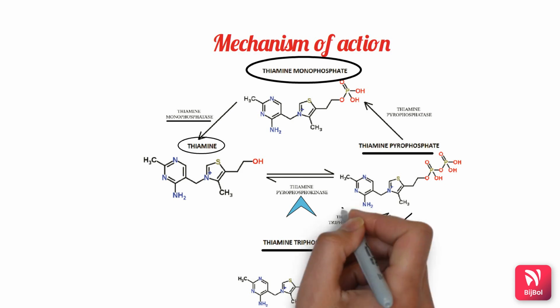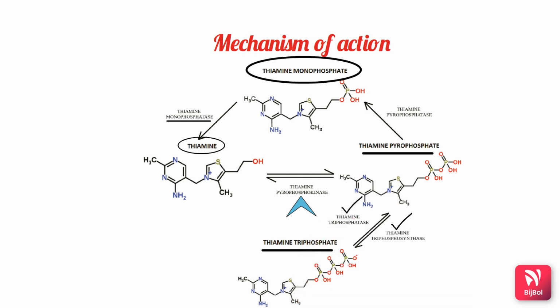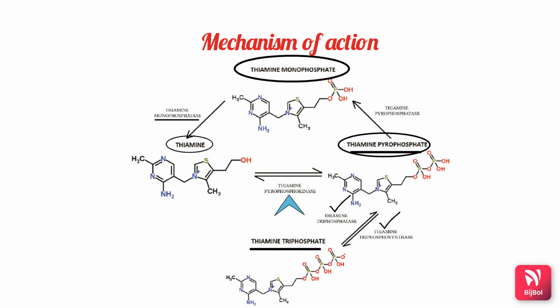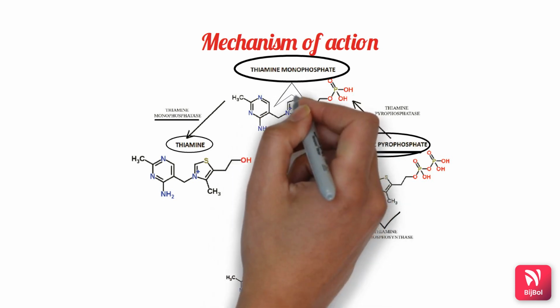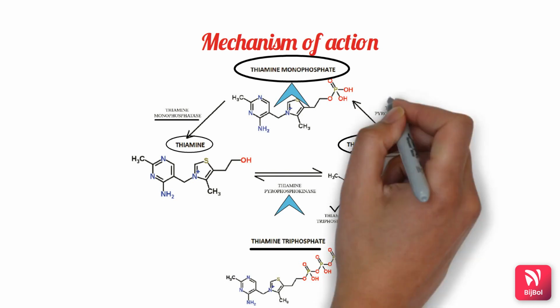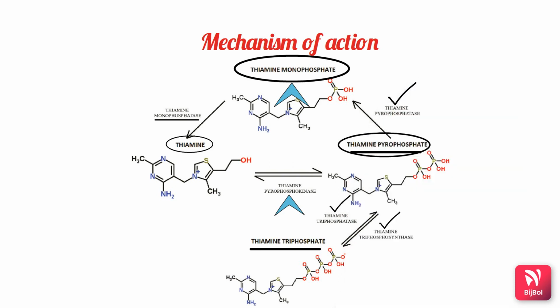So this thiamine triphosphate under the enzymatic activity of the thiamine triphosphatase is again forming thiamine pyrophosphate. So this thiamine pyrophosphate will again get converted to thiamine monophosphate, and this is under the enzymatic activity of the thiamine pyrophosphatase. So from thiamine monophosphate, thiamine is formed. From thiamine, thiamine pyrophosphate is formed. From thiamine pyrophosphate, thiamine triphosphate is formed, which is an active metabolite of vitamin B1 involved in several enzymatic reactions.